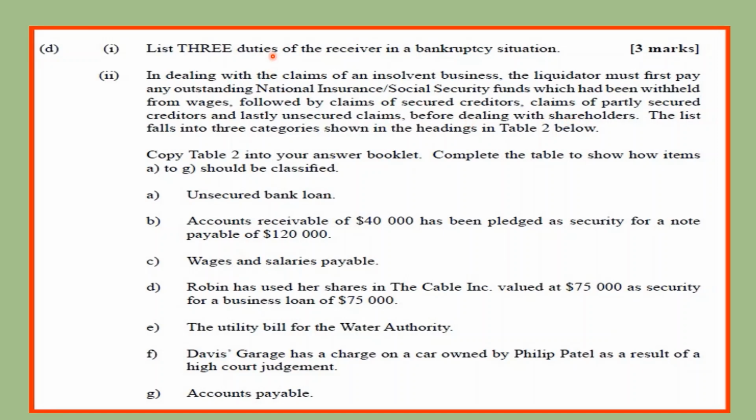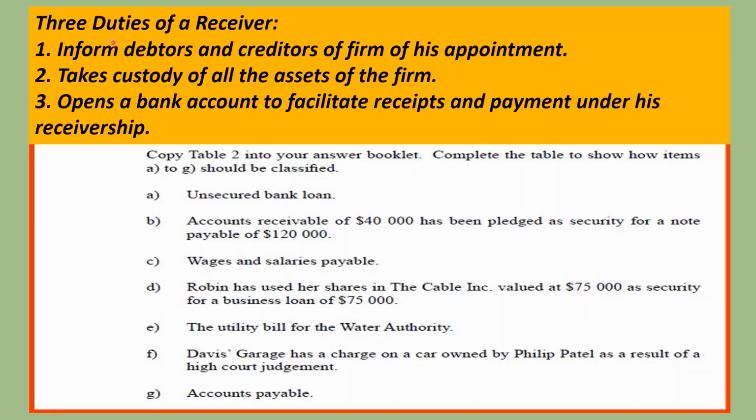So first, let's look at the three duties. Three duties of a receiver. One, inform debtors and creditors of the firm of his appointment. Two, he takes custody of all the assets of the firm. And three, he opens a bank account to facilitate receipts and payments under his receivership. Right? He wouldn't use the firm's bank account for that because he doesn't want his business getting mixed up with that of the day-to-day running of the business.